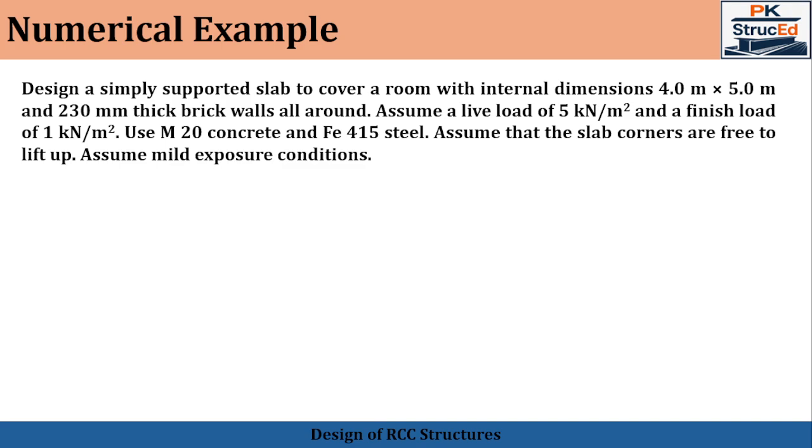We are required to design a simply supported two-way slab to cover a room with internal dimensions 4 meter by 5 meter, supported on 230 mm thick brick walls all around. The live load is given as 5 kN per meter square with a floor finish of 1 kN per meter square. The grade of concrete is given as M20 and the grade of steel is Fe415. As well as the exposure condition is mentioned as mild. And the slab corners are free to lift.